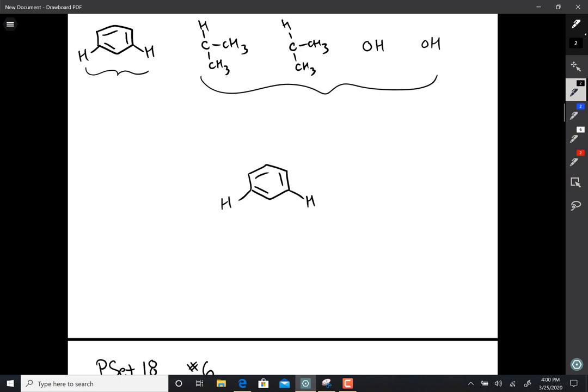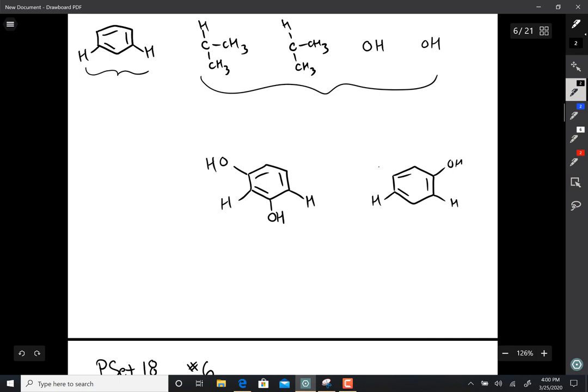So, here are our choices. We can put an OH here and an OH here. That would put them ortho and para to that. Or we can put the two OHs like so. And then that means the remaining two groups go here or here. So those are our possibilities. Which one? Think about it.